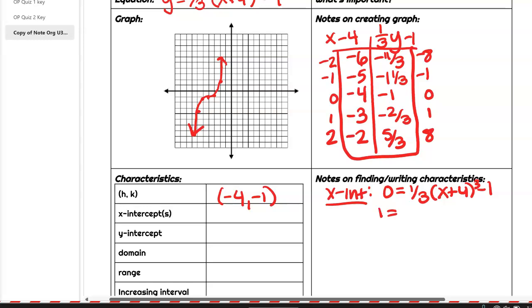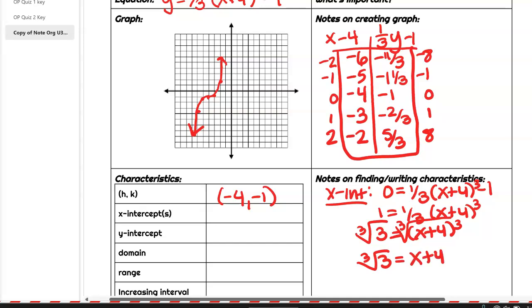So I would add 1 to each side, and then times by 3 to cancel out the 1/3. And then at this point, I would want to cube root both sides. Again, no plus or minus needed with our cube root, and I would have the cube root of 3 equals x plus 4. And so x will equal -4 plus the cube root of 3. And I will write that as my x-intercept.